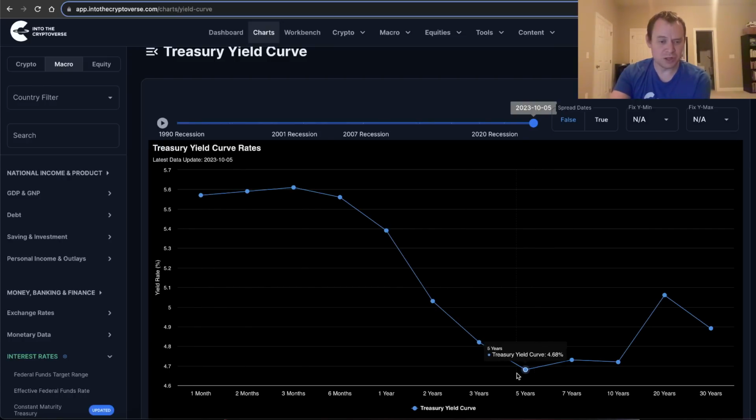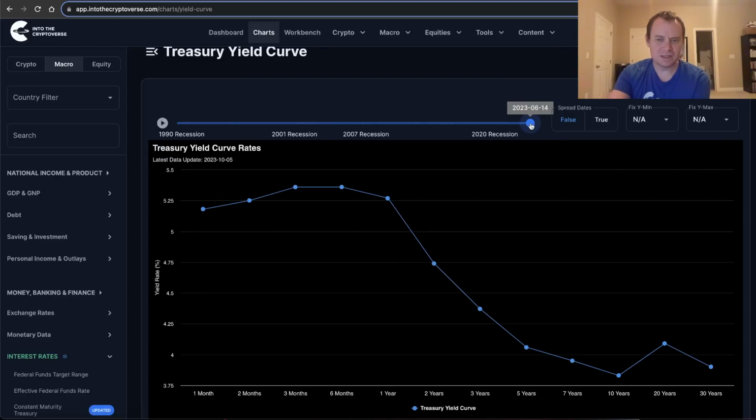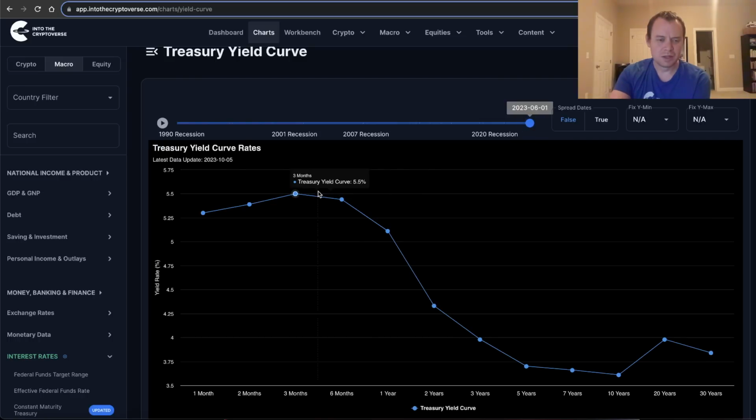Look at the longer term. You're looking at about 4.7% for, say, the 10-year. The 30-year is about 4.9%. But look where it was back in June. The short end of the curve is relatively unchanged, right? Still around that 5.5%. But the long end of the curve was all the way down here at 3.5%.